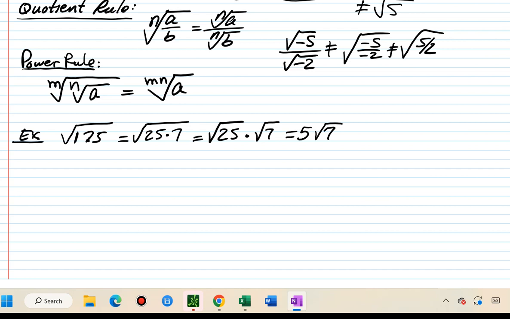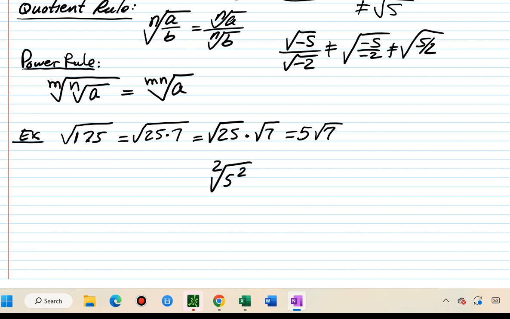Okay, the product rule. So this is what we call a radical in simplest form. So I guess, what does it mean for a radical to be simplified? For a radical to be simplified, that means the radicand has no factor that is raised to a power that is greater than or equal to the index. So this is what I mean.